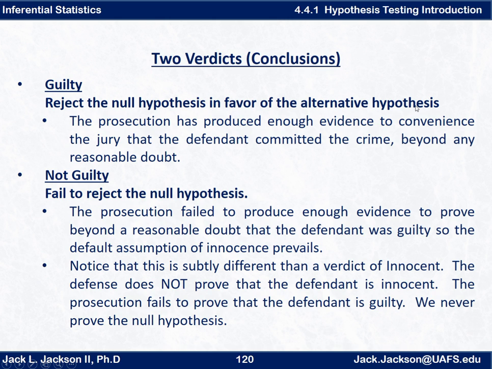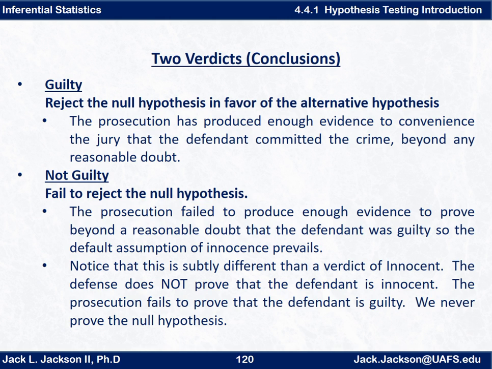So notice in a justice system analogy, there are two verdicts. These correspond to the two conclusions that you can make in hypothesis testing. One verdict is guilty. That corresponds to the conclusion of rejecting the null hypothesis in favor of the alternative hypothesis. So in this case, the prosecution has provided enough evidence to convince the jury that the defendant has committed the crime beyond any reasonable doubt.